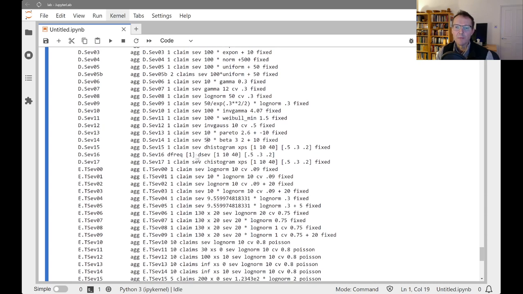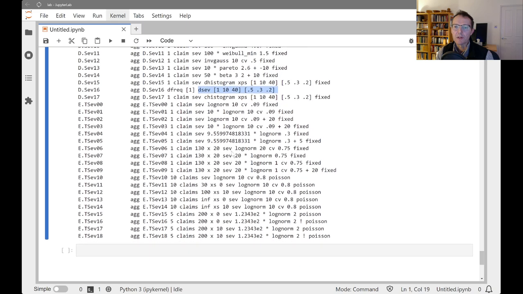We've got our DSEV construction for doing discrete distributions. So this construction here will allow us to say, I want outcomes 1, 10, and 40, with probabilities 0.5, 0.3, and 0.2. So very flexible if you happen to have some specific outputs that you're looking to hit.